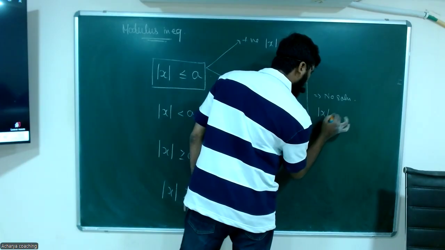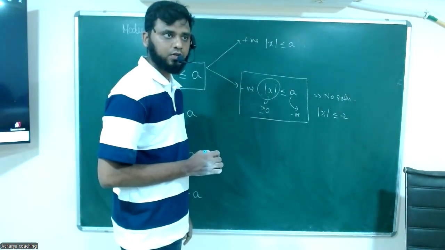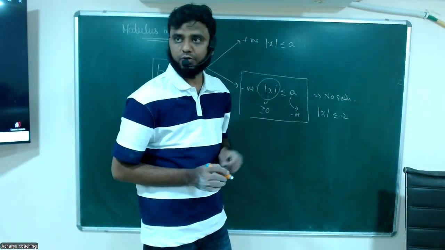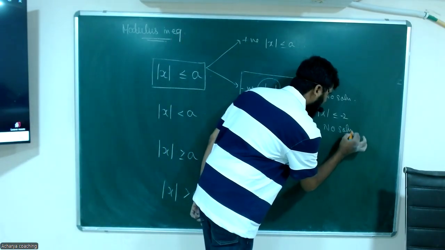For example, modulus of x lesser than or equal to -2. Okay. So this one is always positive. How can it be less than -2? How can it be less than -2? So no solution. Clear or not?